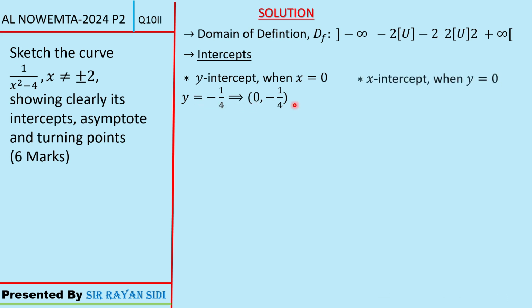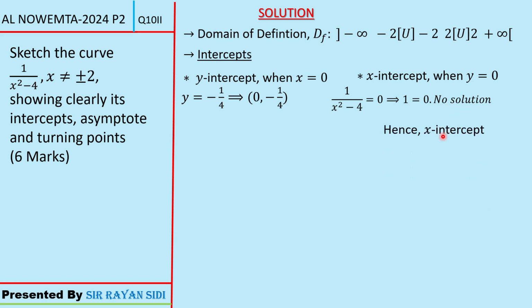So now, finding the x-intercept. The x-intercept is simply the point where the curve touches the x-axis, and when the curve touches the x-axis, y equals 0. So for y equals 0, we get 1/(x² − 4) = 0, which implies that 1 equals 0, which is of course not true, so there is no solution for x. If there is no solution for x, that means there is no x-intercept. Now after finding the intercepts, we can go to our asymptotes.